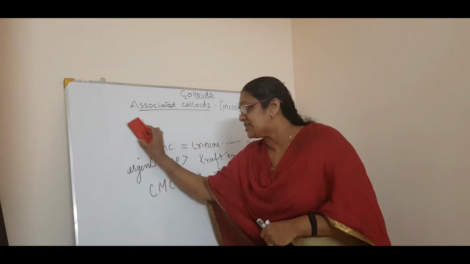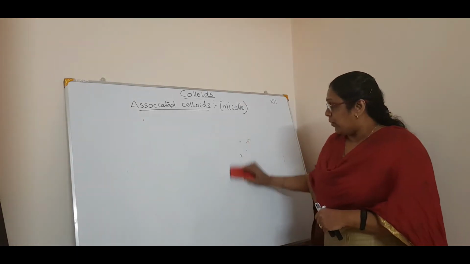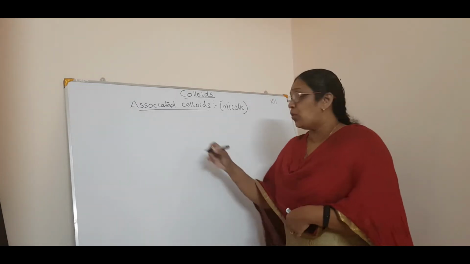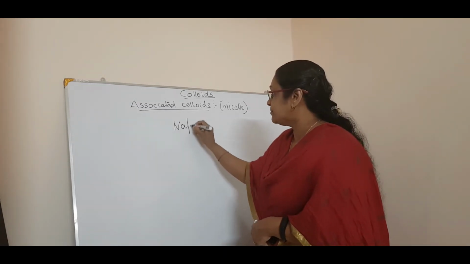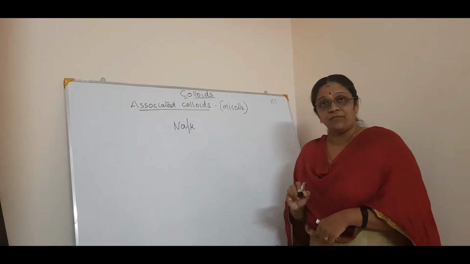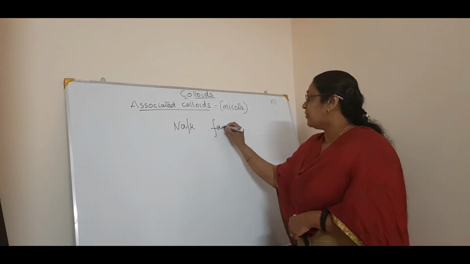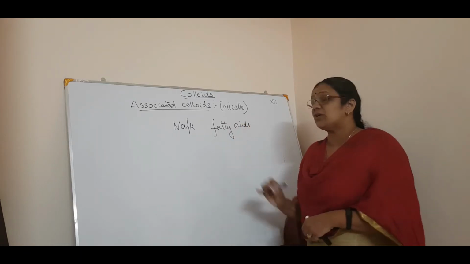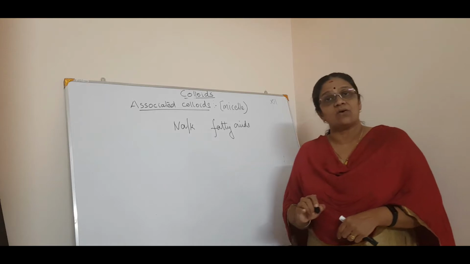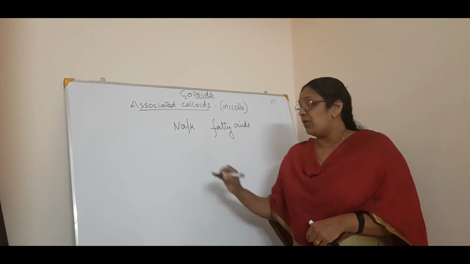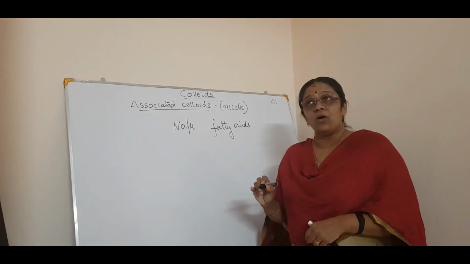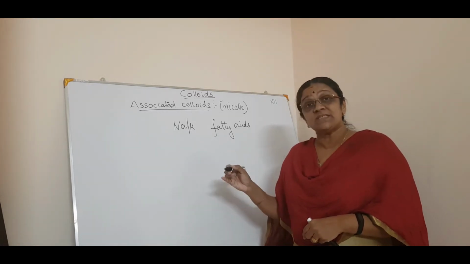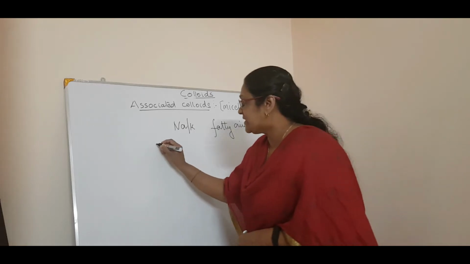And you know what is a soap? How will you define a soap? A soap is nothing but sodium or potassium salt of fatty acids or carboxylic acid, isn't it? Sodium or potassium salt of higher fatty acids are called soap. Now, if we give an example of a soap, in most soaps you will get sodium stearate as the component.